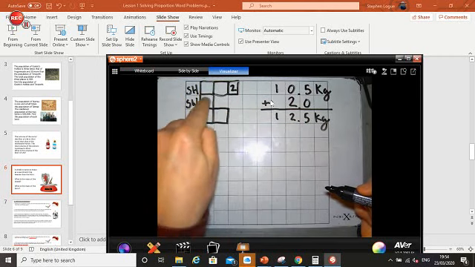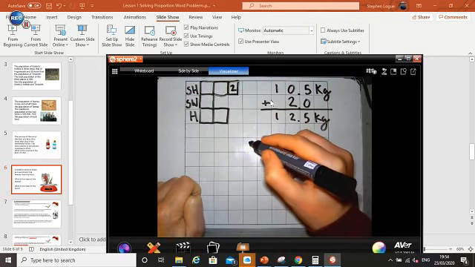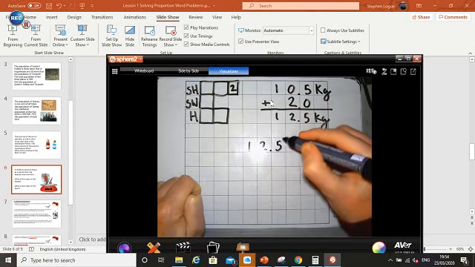Just a mental check to check it. 5 kilograms plus 3 kilograms is 8 kilograms, plus 2.5 kilograms makes the 10.5 kilograms that the scales weighed at the beginning.